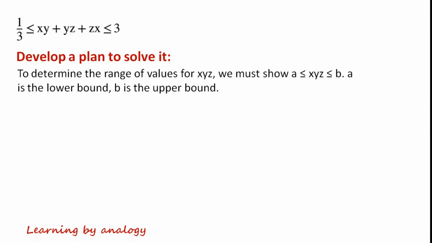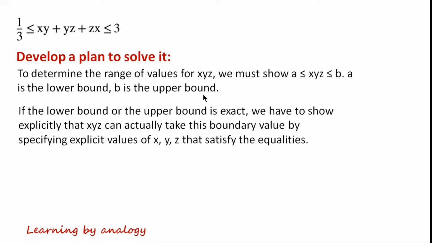To determine the range of values for xyz, we must show A ≤ xyz ≤ B. A is the lower bound. B is the upper bound. If the lower bound or the upper bound is exact, we have to show explicitly that xyz can actually take this boundary value by specifying explicit values of x, y, z that satisfy the equalities.